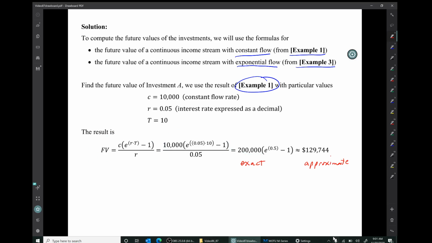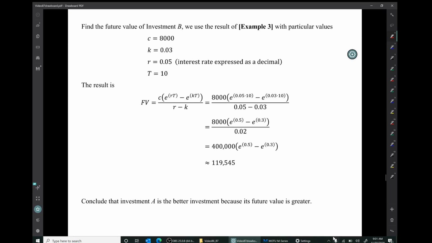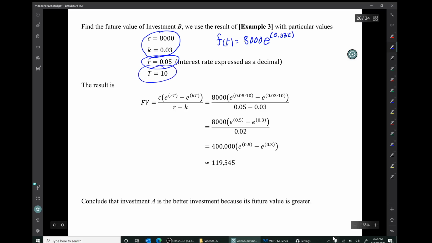Approximately $129,744. To find the future value of investment B, we use the result of example 3 with these particular values. C is 8,000 and K is 0.03, because remember the flow rate was 8,000 e to the 0.03 t, exponential flow. We have the same interest rate because both of these flows are flowing into an account that earns 5% interest compounded continuously. The time interval is 10 years.